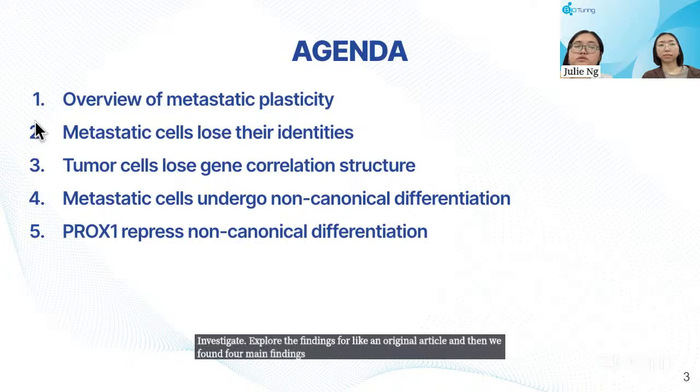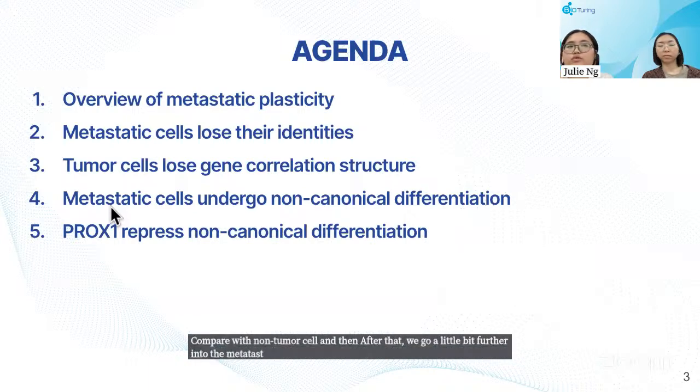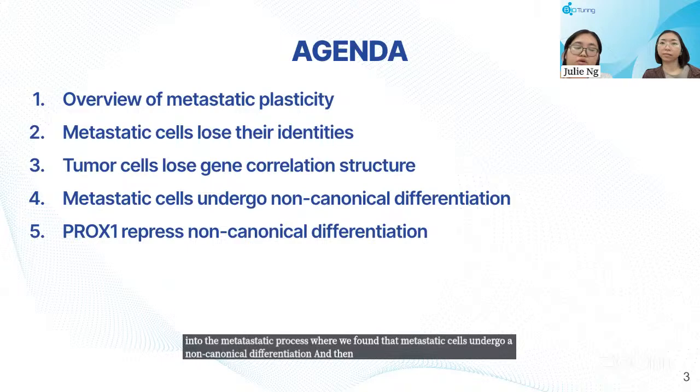First, we found that the metastatic cells lose their identities during the metastasis process. Then we also found that tumor cells lose their gene correlation structure compared with non-tumor cells. And then we go a little bit further into the metastatic process, where we found that metastatic cells undergo a non-canonical differentiation, and then they turn into some very abnormal cell types, which we will explore further.